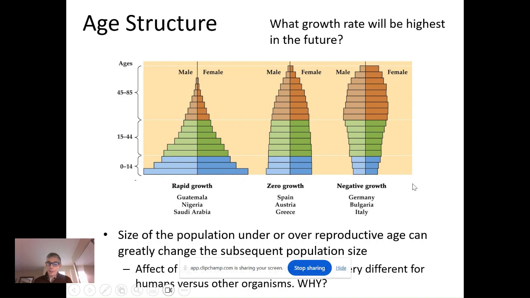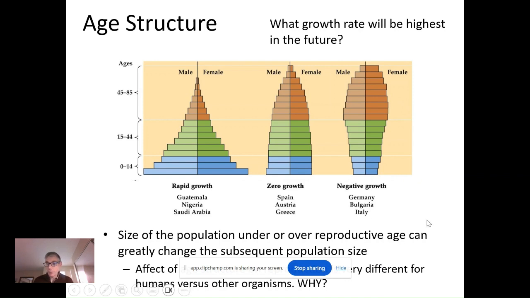Now that's humans, but it's actually very, very different for other animals. And something we often do is we assume that old individuals are of no reproductive value. That assumption is completely wrong for just about every other organism. And so why might that be?